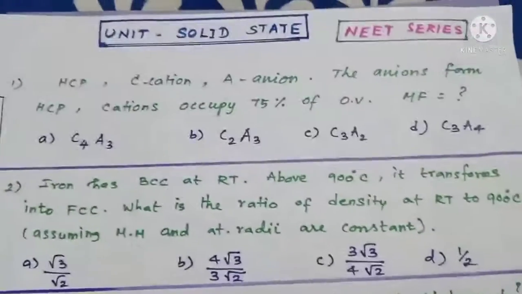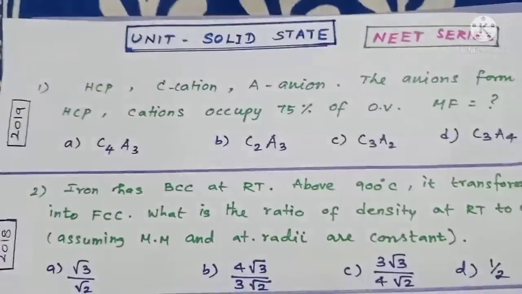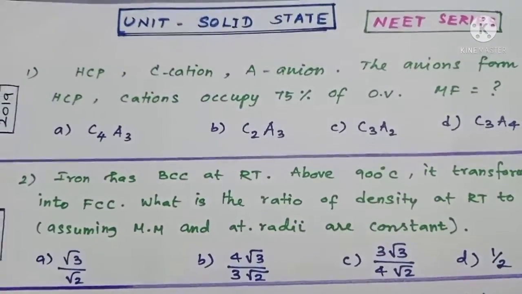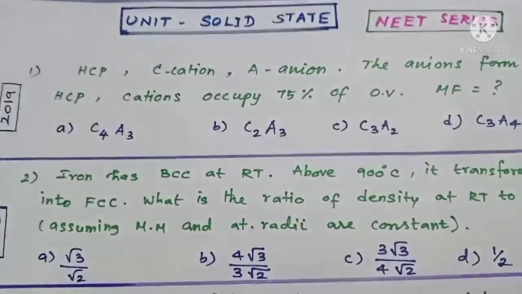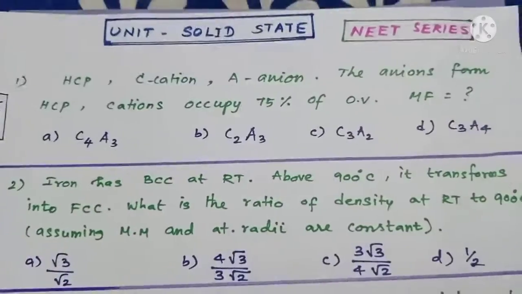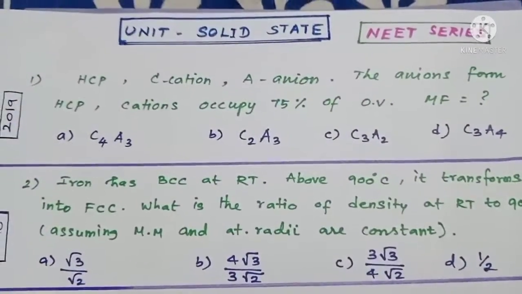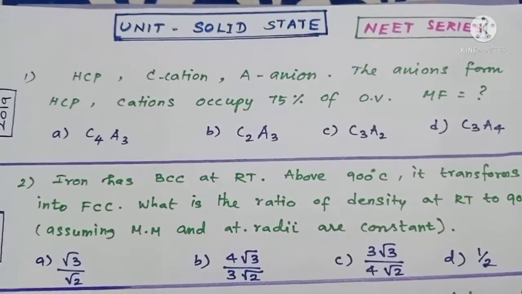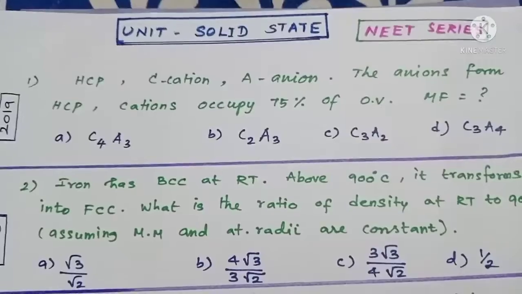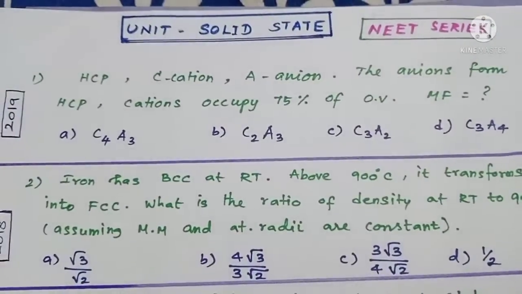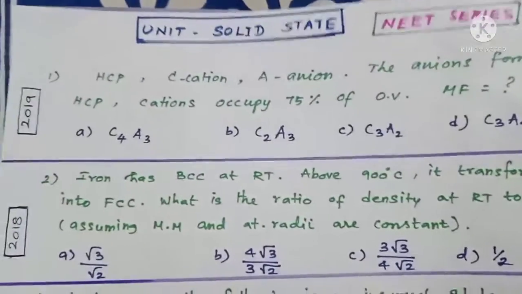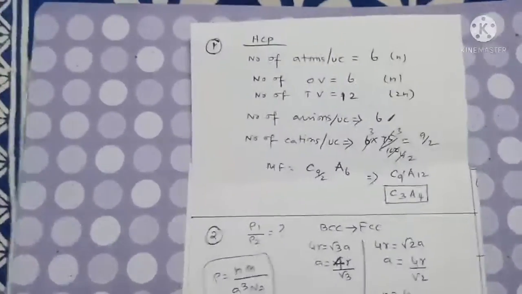Right. Now question number 1. In an HCP lattice, C-type cations and A-type anions are present. The anions form the HCP structure and the cations occupy 75% of the octahedral voids. So what will be the molecular formula of that ionic compound? You are given different options. Let us see what the solution for this is.